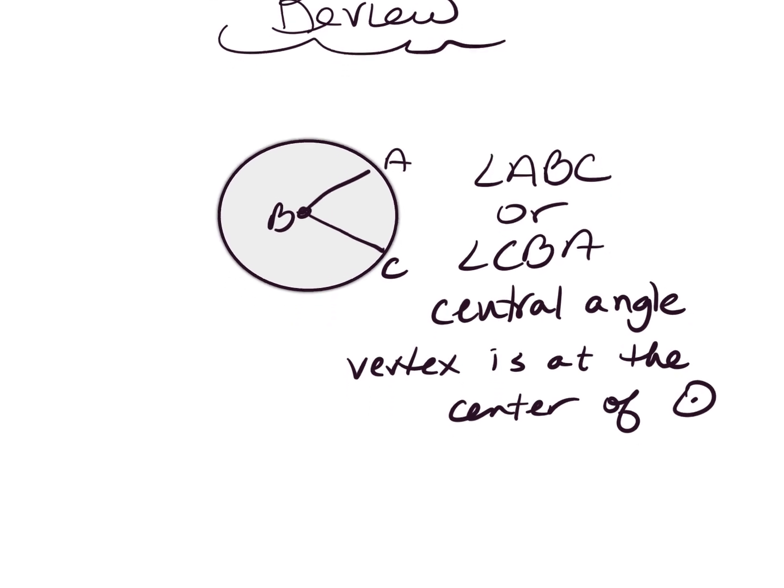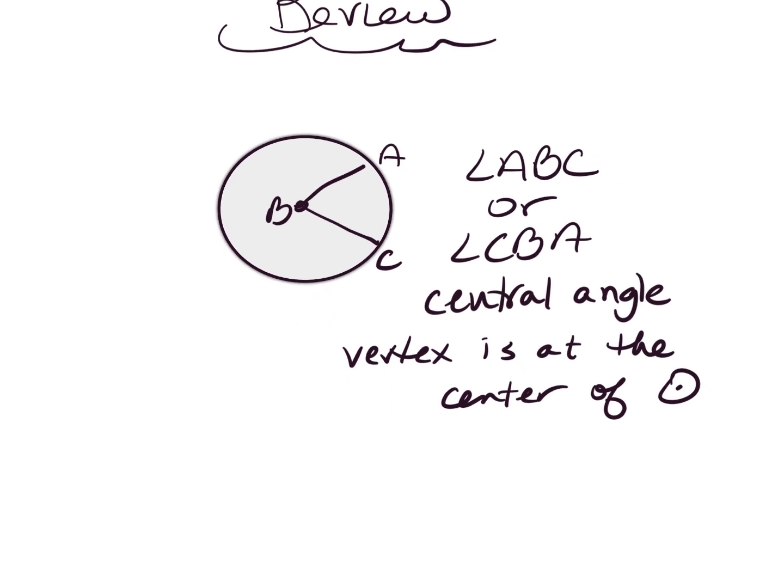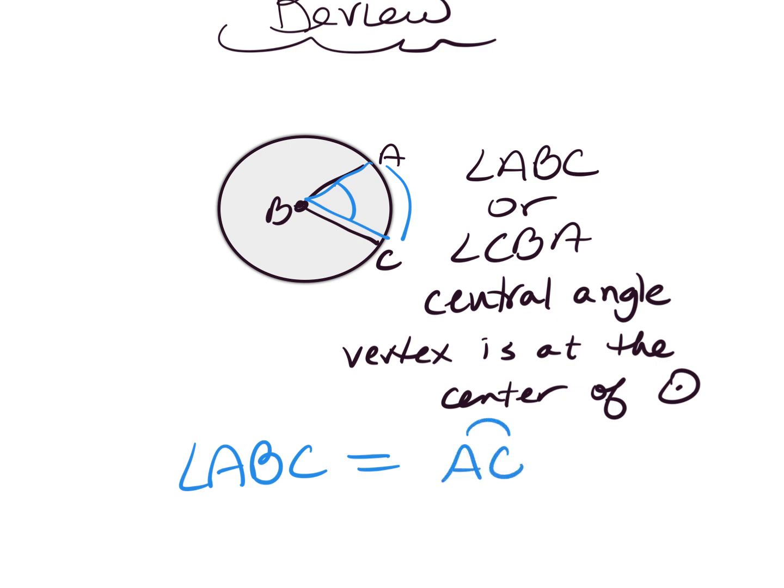Remember that the measure of the central angle, this ABC, is going to equal its arc measure. So angle ABC is going to be equal to arc AC. If I told you arc AC was 60 degrees, then so would angle ABC. They are both going to have the same measure when it's a central angle.